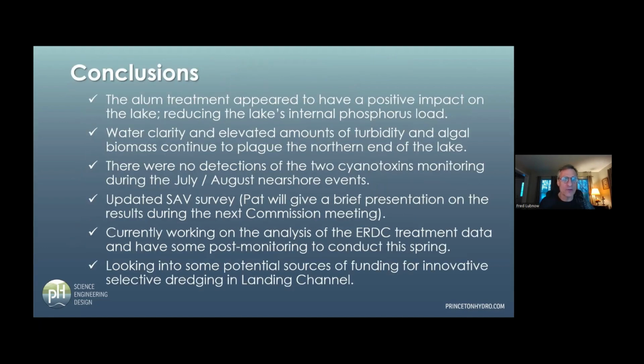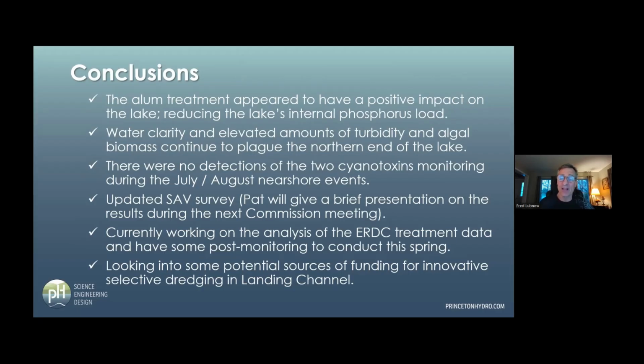So, the conclusions for this one is essentially the alum treatment appeared to have a positive impact on the lake, reducing the lake's internal phosphorus load. Water clarity and elevated amounts of turbidity and algal biomass do still plague the lake from time to time, particularly in the northern end, which is why we continue to implement the watershed-based projects, as well as investigating ways of dealing with the algae in the lake themselves to continue to improve conditions in Lake Hopatcong.